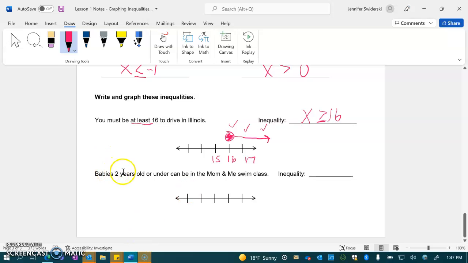Okay, this next one says babies 2 years old or under can be in the mom and me swim class. So let's think about that. I'm a visual person. I've got 2, 1, 0. You can't be -1 years old, right? So let's think about that. If I have a baby who's 2 years old, it says 2 years old or under can be in that swim class. So 2 would work. 1 would work. 0 would work. So this means x has to be less than or equal to 2.